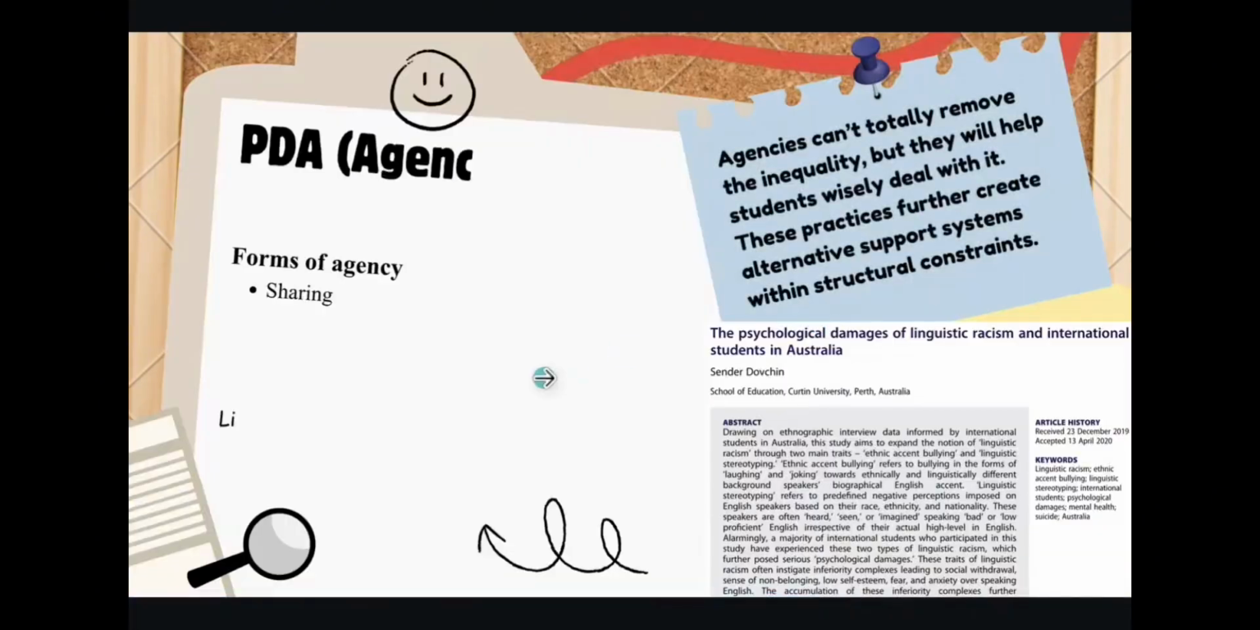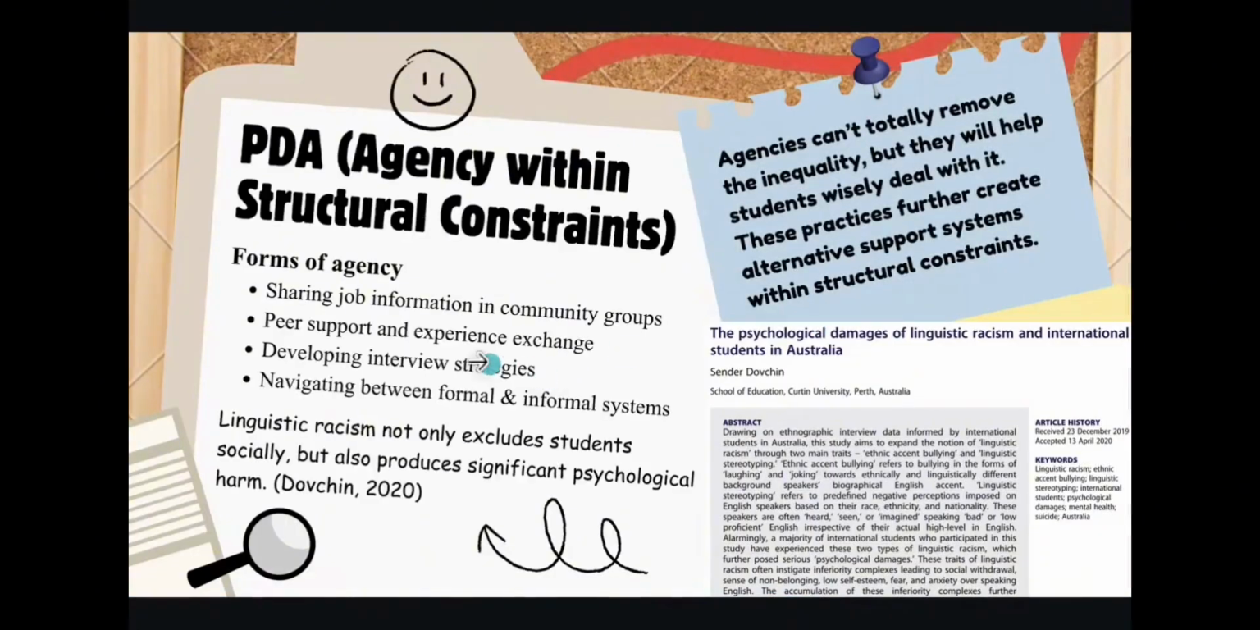So given all this, are students just passively affected or do they actively respond? In reality, students actively navigate these challenges. They share job information, support each other, and develop strategies for interviews and job searching. But this agency doesn't remove the inequality. It helps them manage it. Studies show that linguistic discrimination can cause anxiety, low self-esteem, and social exclusion. So what we see here is a balance. The structural inequality remains, but students create support systems within it.